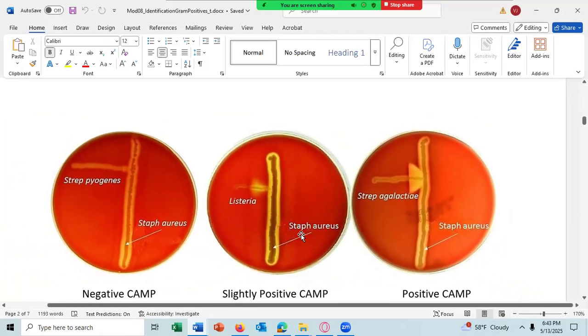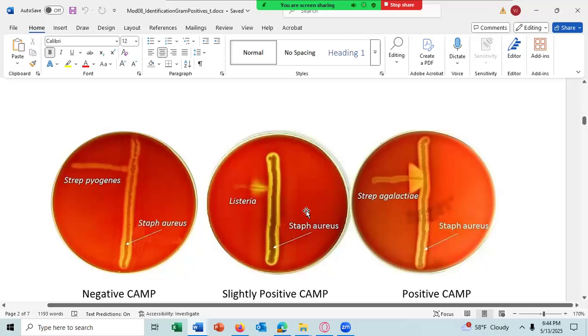Listeria has a partial or slightly positive CAMP reaction, where we have slightly enhanced hemolysis, meaning a little arrow here. And there's the regular beta hemolysis. There's the Staphylococcus aureus showing you the beta hemolysis of that. So we have slightly enhanced hemolysis for Listeria.